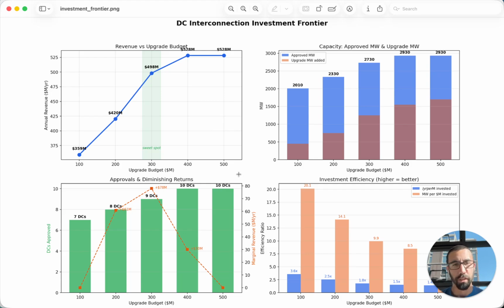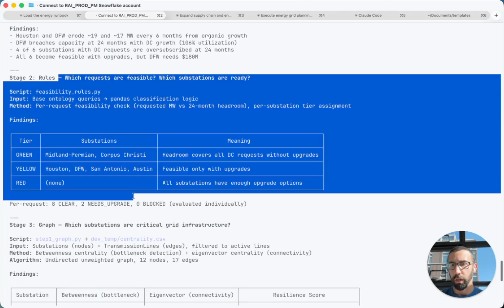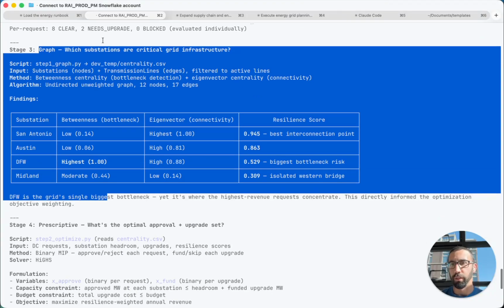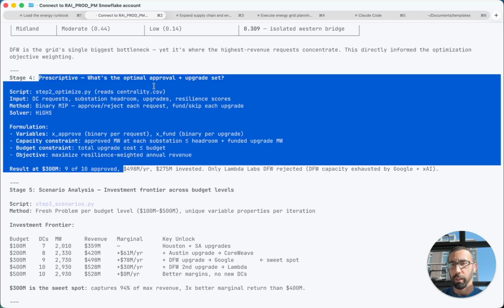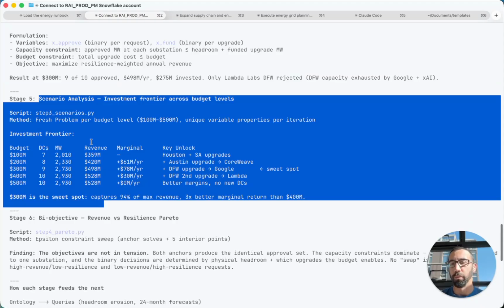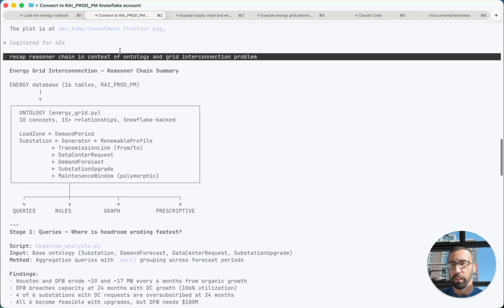But we've done this analysis going from a database to an ontology, figuring out feasibility, using rules-based reasoning, using graph reasoning to analyze critical substations and the infrastructure, optimizing based on approval and upgrades, doing a scenario analysis of different budget levels, and we can see how each feeds into the next, chaining all of these together to get a better understanding of the system, keep iterating and using AI and relational AI to better understand and improve our system.